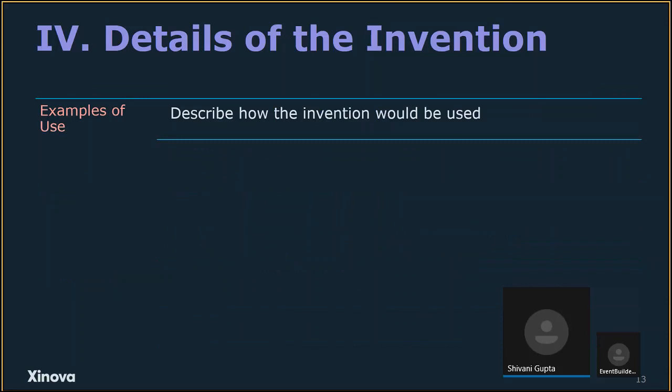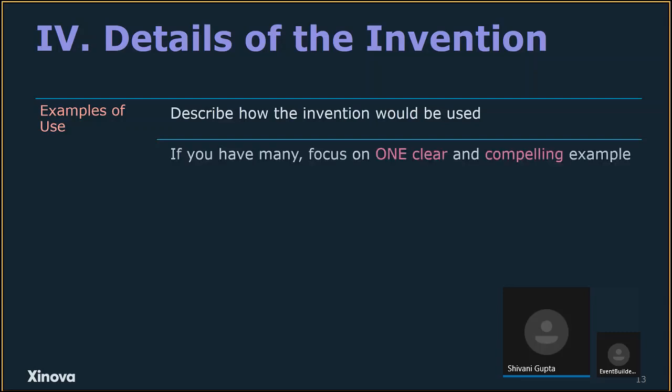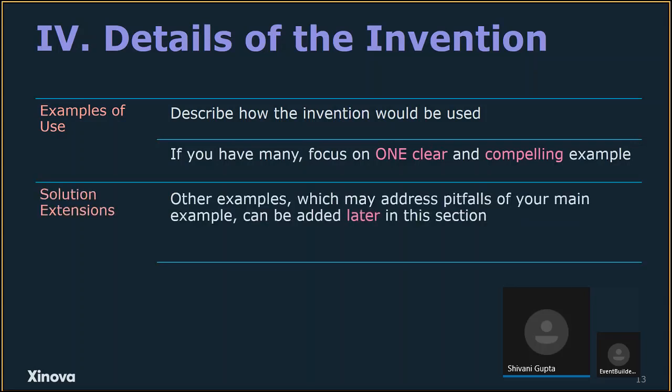So in the details, you'll also describe how your invention would be used. There might be very many different ways for implementing your solution. You will want to focus on the one clear and compelling example of how your invention can be best implemented. With that example, there may be some pitfalls, and so you can describe other ways as well. They should be included later on in the section, often under what's called solution extensions. These can be other ways to implement your solution if the best example does not work.